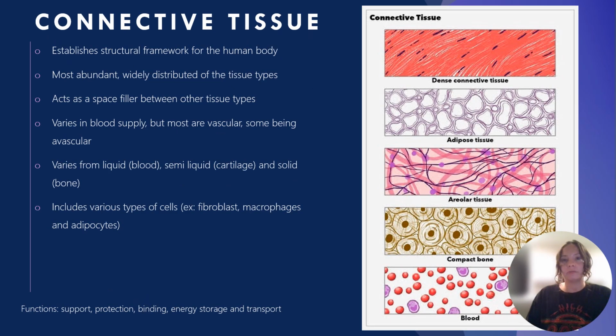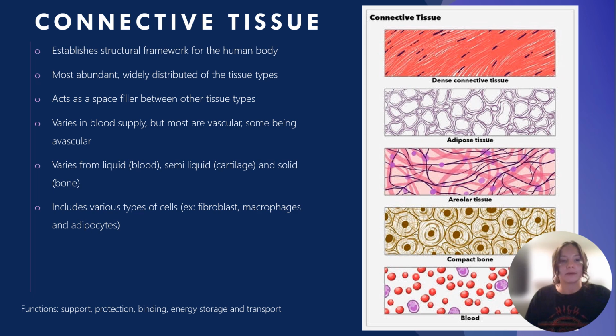So as we mentioned in the beginning, there's 4 different main types of tissue. The second type we're going to talk about is connective tissue. Connective tissue establishes the structural framework for the human body. It is the most abundant, widely distributed of the tissue types within our body. It acts as a space filler between other organs and tissue types. It varies in blood supply, but mostly are vascular, meaning there is blood, some being avascular, no blood. It varies from liquid, blood, semi-liquid, cartilage, and solid bone.